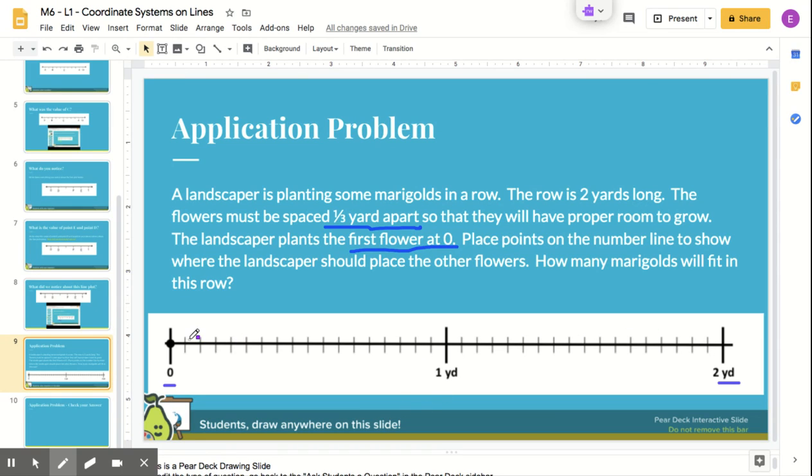Now, in order to do that, I have to really look at these tick marks and figure out what does each of these tick marks mean? What is their value? I know I have 1, 2, 3, 4, 5, 6, 7, 8, 9, 10, 11, 12, 13, 14, 15, 16, 17, 18 tick marks to get to 1 yard. That means each of these is 1/18.